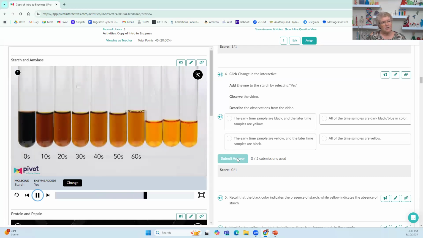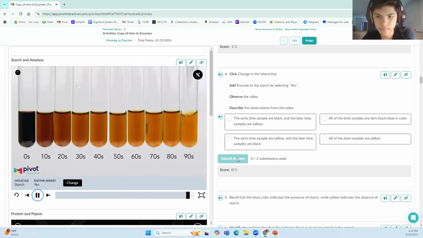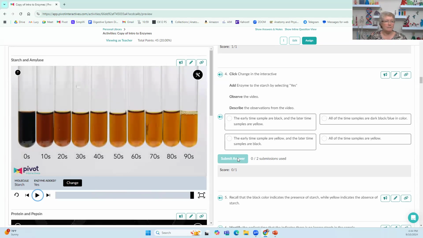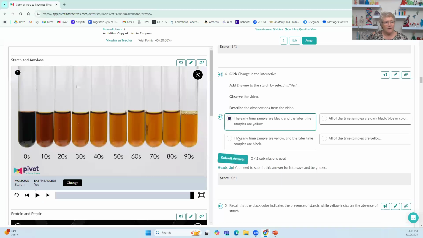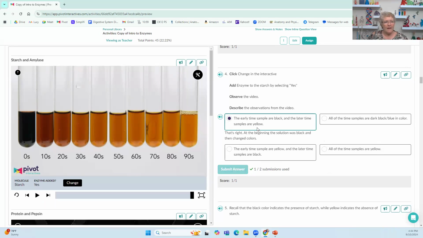So what's happening to the starch in the test tubes over time because of the saliva? They're becoming more yellow. Yep. So what do we know about the starch that's in there? Well, let's first of all describe the observations. Let's not hypothesize yet about the starch. What we're noticing is that the early time samples are black and the later time samples are yellow. This is the correct one. They started out black and they are becoming yellow over time.